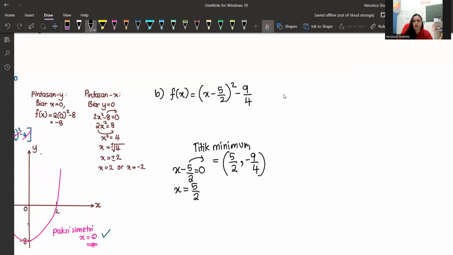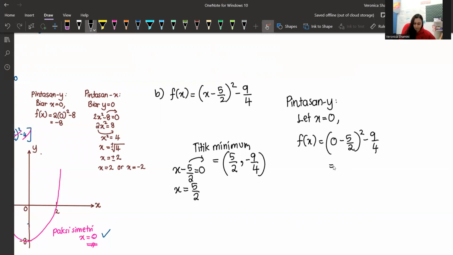Okay. So we need to find our pintasan. Okay, pintasan Y, Y-intercept. Okay, so you let X sama dengan kosong. Biar X equals to 0. So, teacher ganti my X is 0. Negative 5 over 2 square minus 9 over 4. Okay, here teacher get 4. So my pintasan y is 4.